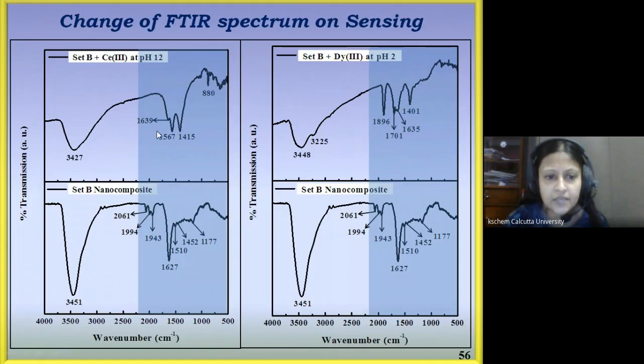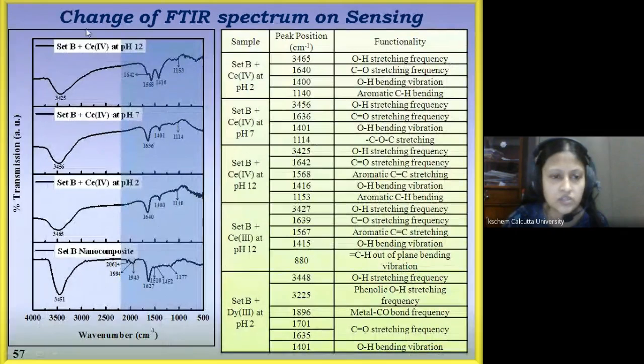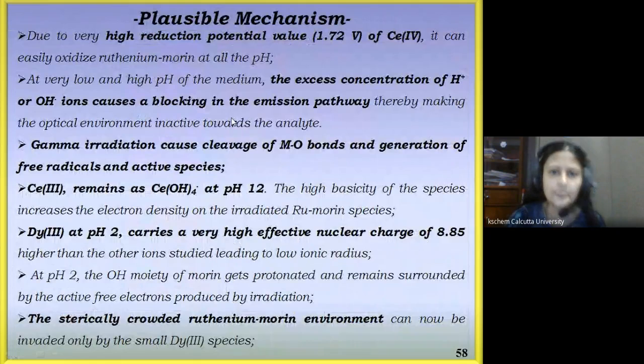In the FTIR spectral pattern after sensing, we can see that the peak in the 1800 to 2000 cm⁻¹ range has disappeared, indicating that the metal-Morin, that is the ruthenium-Morin, bond has disappeared in both cases. Also in case of cerium-4, we can see the disappearance of the 1943 band. So the plausible mechanism is that, due to the very high reduction potential value of cerium-4, 1.72 volt, it can easily oxidize ruthenium Morin at all the pH.